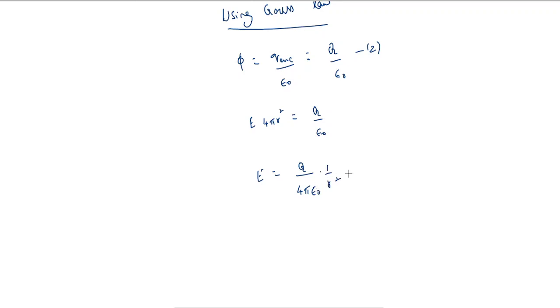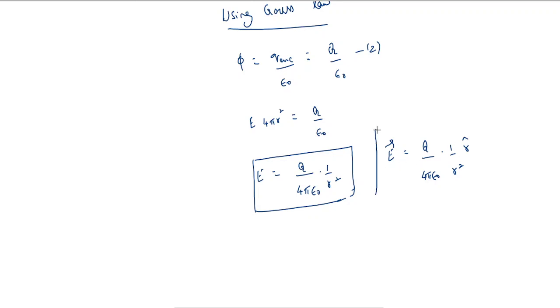into 1 by r square. So this is the required expression for electric field outside the sphere. In terms of vector equation, you can write capital vector E is equal to q by 4 pi epsilon naught into 1 by r square into some direction they call r cap, which means it goes out radially.